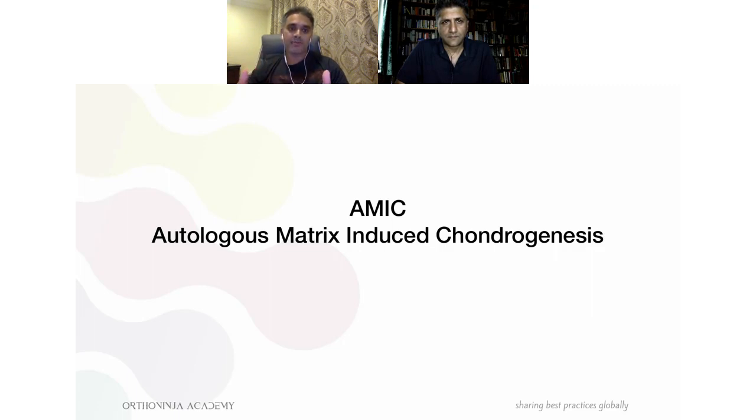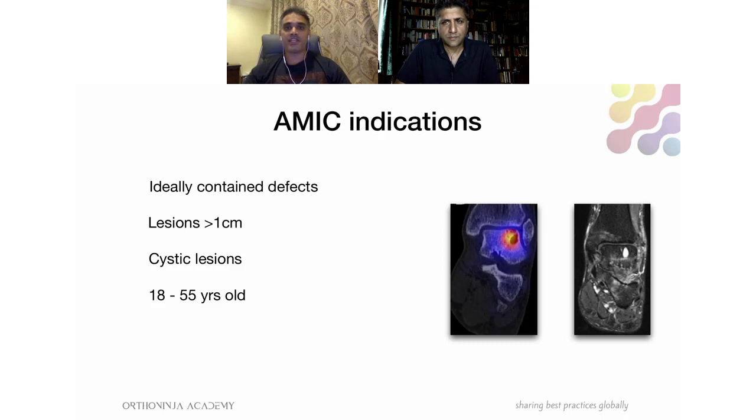Which brings us to AMIC, which is our next option available in our toolkit. What are the indications? If you've got a lesion which is more than 1 centimeter, cysts goes without saying. There's no point microfracturing because you're really asking the body too much. And you've got to think of the age. You don't want to be doing this in someone who's very elderly.